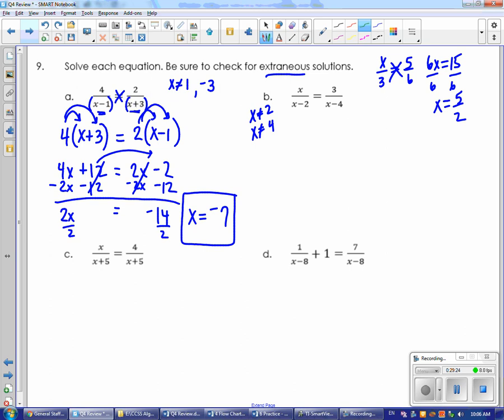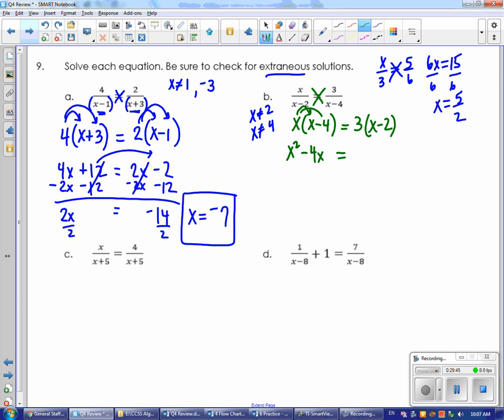So in solving this equation, I'm going to do the same thing. I've got one fraction equal to another, so I can go ahead and cross multiply. I'm going to start with my x times x minus 4, and that's going to equal 3 times x minus 2. We'll go ahead and simplify. So that gives me x squared minus 4x. Notice now I've got an x squared term, so this is quadratic.